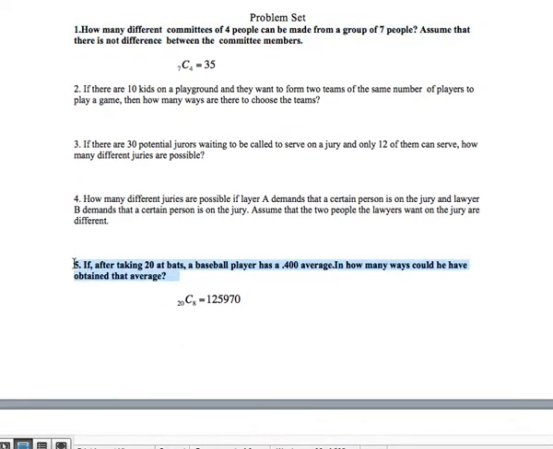Here's another question, number 5. A baseball player, after taking 20 at-bats, has a batting average of .400. In other words, this baseball player got 8 hits. In how many ways could he have obtained that average? One way to think of this is that out of 20 at-bats, we're going to choose 8 of those to be hits.